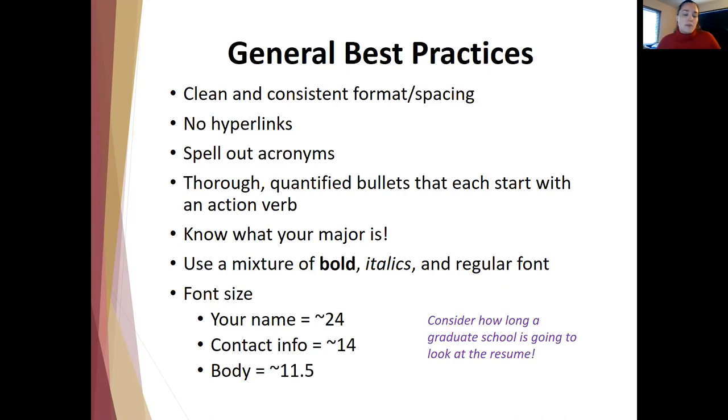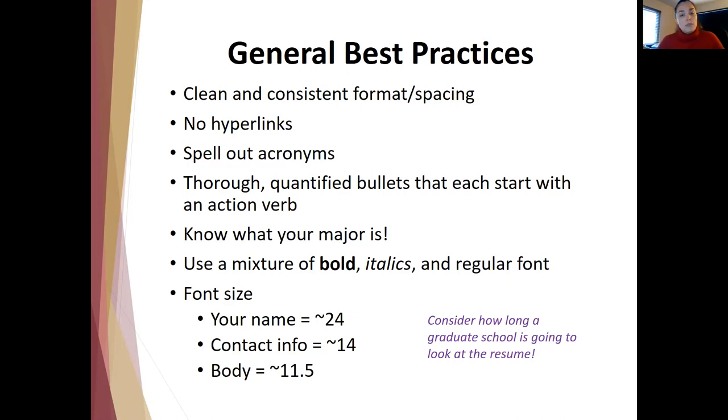So please make sure that you know what your major is and then spell out the full acronym. Unlike everything that you have been trained on for, gosh, 10, 15 years now in terms of writing, so 1-inch margins, 12-point font, double space, no bold, no italics, really all of those general best practices for writing go out the window. So you can insert a little bit of bold, some italics, and regular font into your resume. And then you can even play around some with font size.